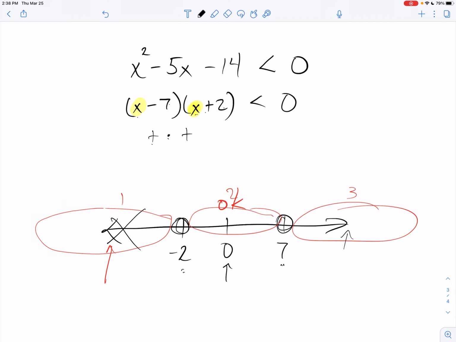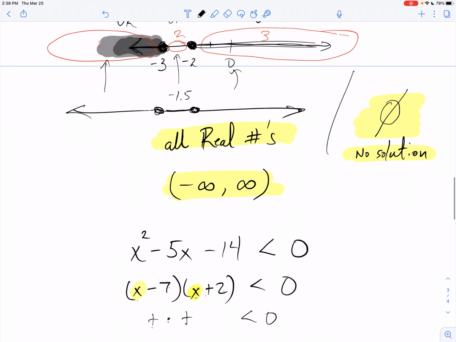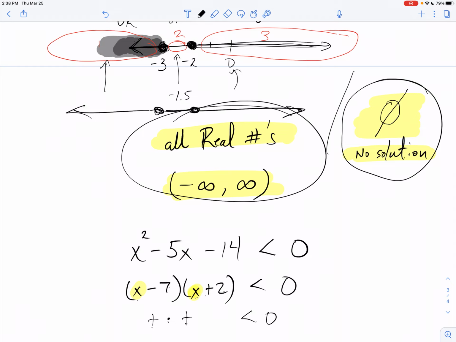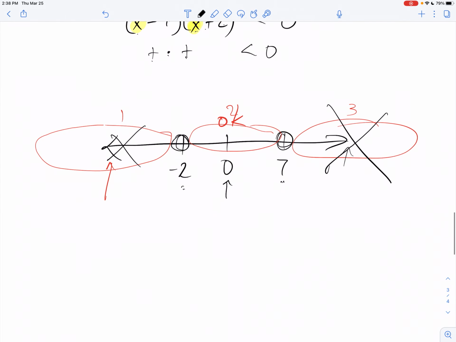A positive times a positive is positive. Positive stuff is never going to be less than 0. So this stuff over here is poopy. We don't use it. So this time in my quadratic inequality, I didn't get one of these weird answers where it could be all numbers in the world or no numbers in the world. This time I've got a range.